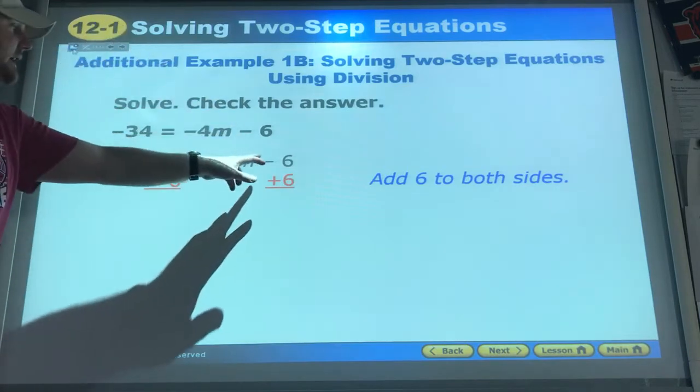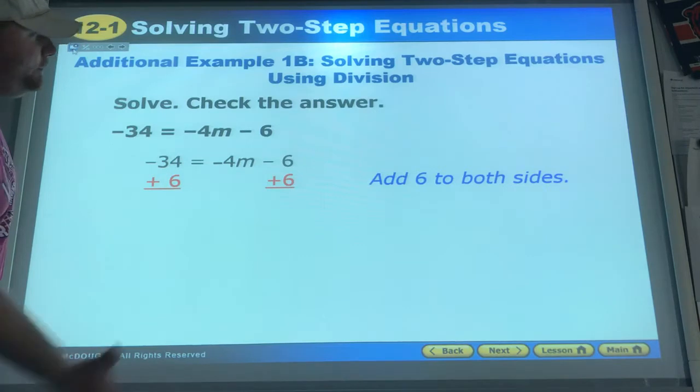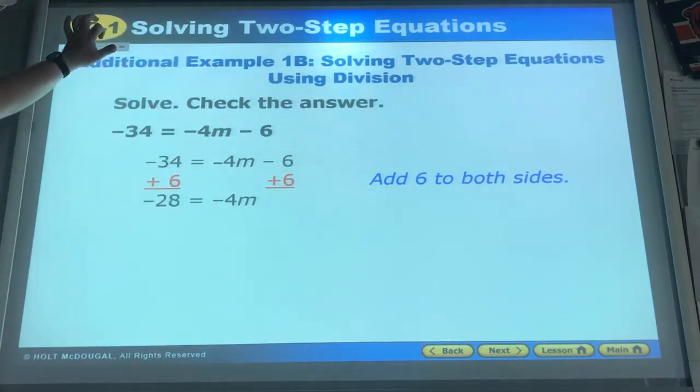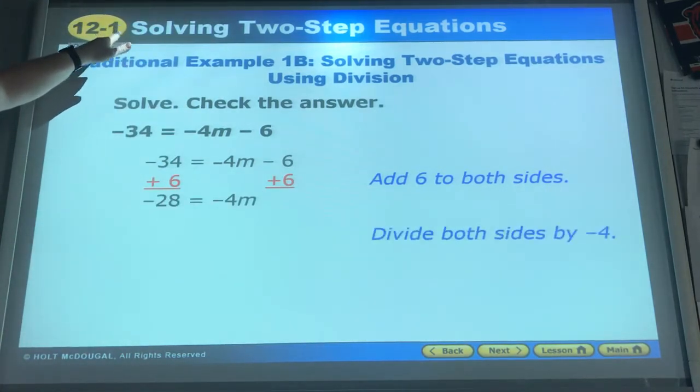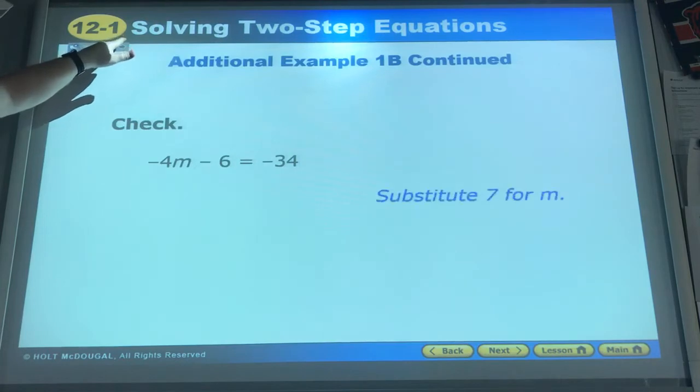And we're working on the addition and subtraction first because we're doing order of operations backwards. All right. Then we get this. We're undoing the multiplication with division. And we get 7. We'll check it now on this next slide.